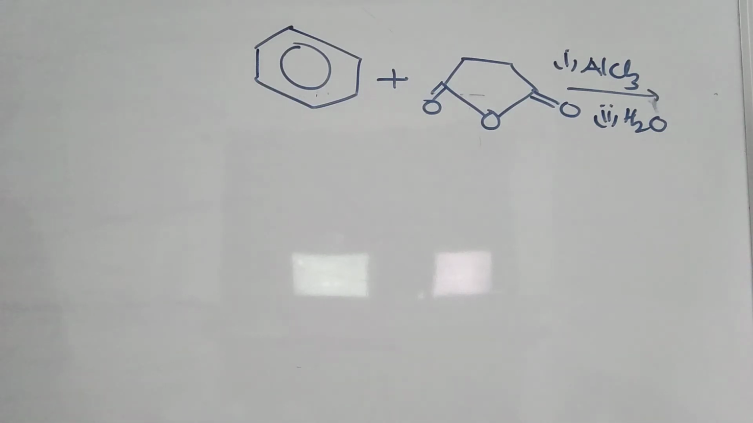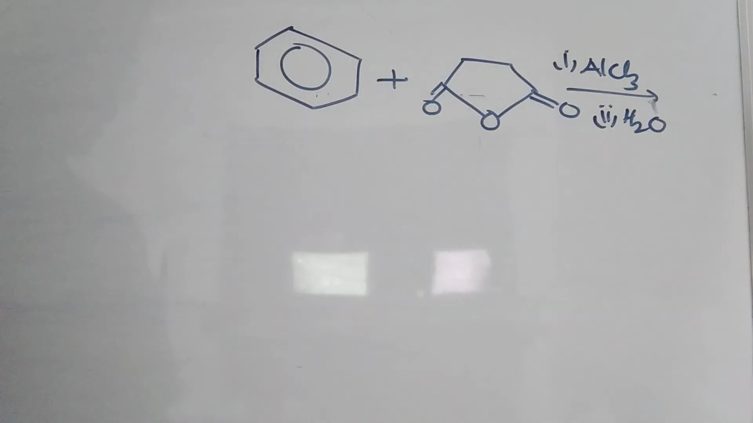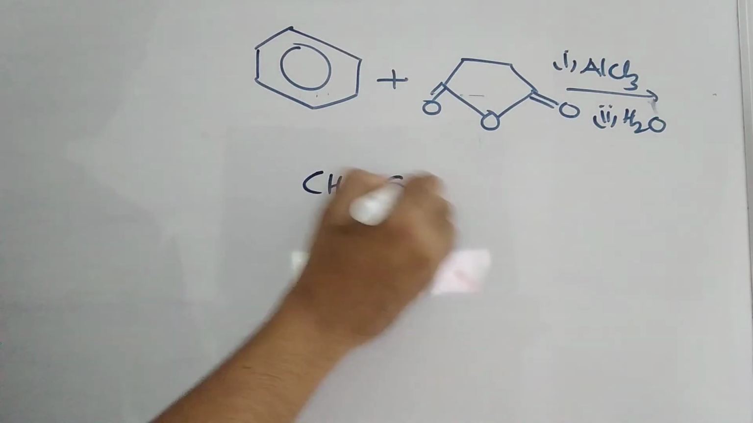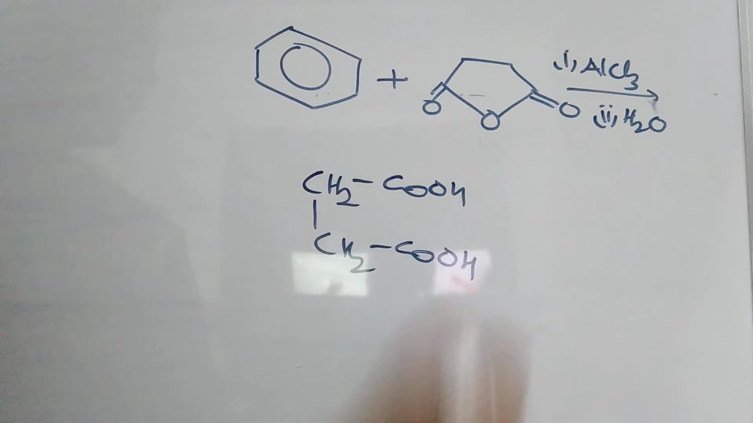Look at this question. When benzene is treated with this compound, okay, now what is this compound? Name of the compound: CH2COOH, CH2COOH. Name of this compound is oxalic acid, malonic acid, succinic acid, glutaric acid, adipic acid. Choose any one of the options.